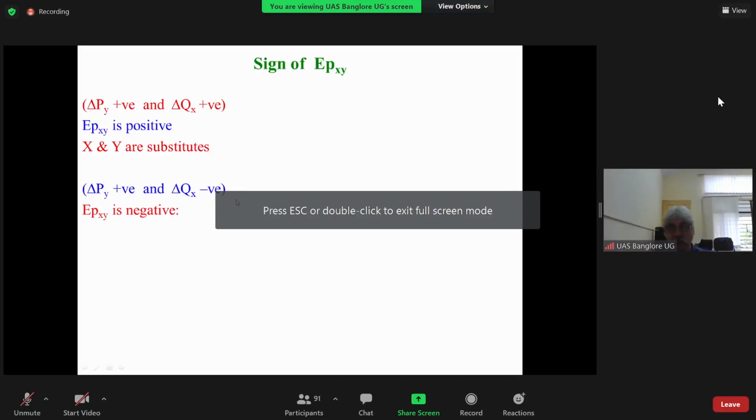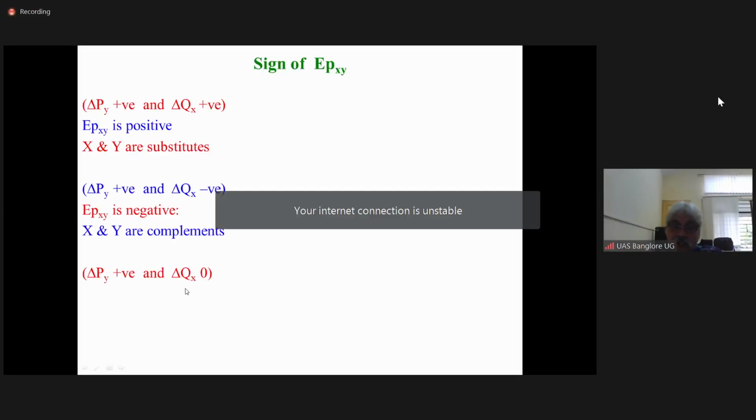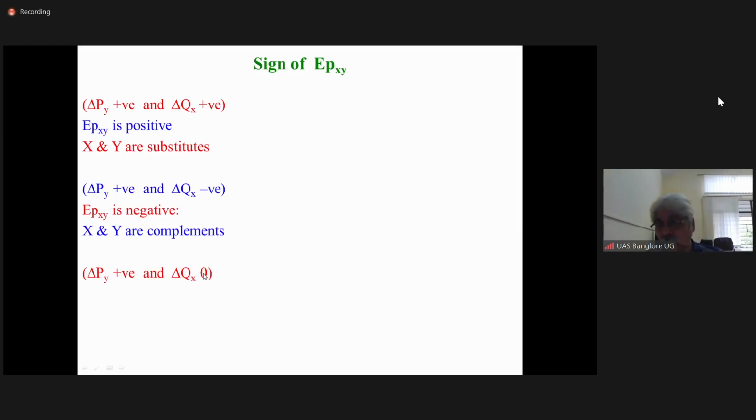PY is positive. That is, price of one commodity increases, but the demand doesn't change at all. Demand doesn't change at all. Then EPXY is 0. Now, what could be the relationship between X and Y?